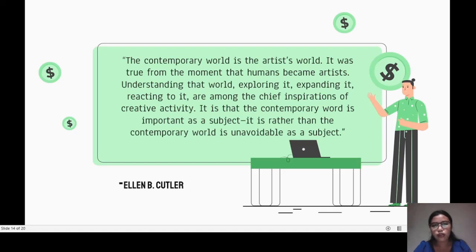Contemporary world, in other words, means the present world, the world we currently live in. We cannot avoid studying it because we are in it. We are living in it. So, what more can we do than to study it?